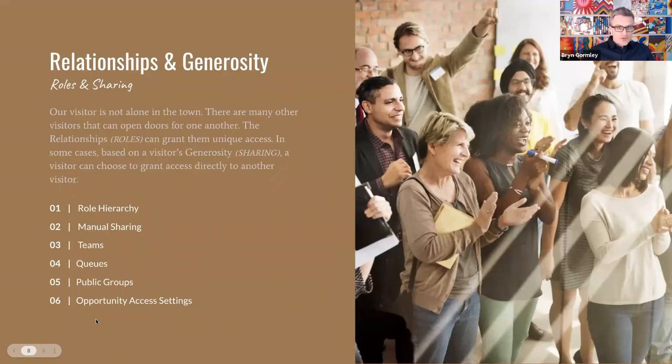So you get into the grocery store and you notice there's other people there. You're not alone in this town. And the thing about other people is other people have the ability to interact and grant access depending on one-to-one sharing. So maybe their generosity, they just want you to have access. But there's also their roles and how they're connected to you in the hierarchy, which gives you access. So your role hierarchy, your manual sharing, things like teams, queues, public groups all play into relationships and generosity.